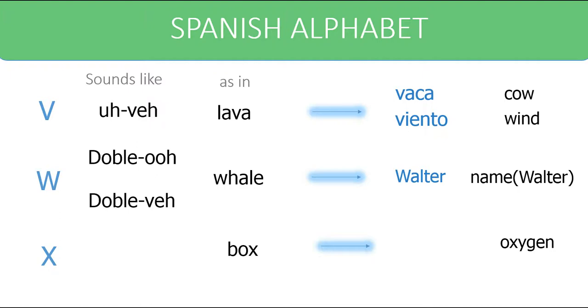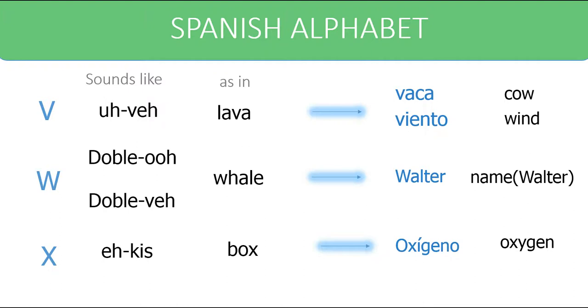So let's move on with letter X, which in Spanish sounds like "equis." It sounds very similar to the one in "box." As you can see, "oxígeno" means oxygen, and it sounds pretty much the same.